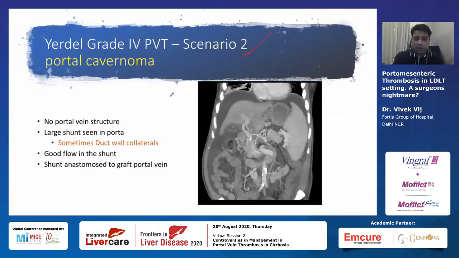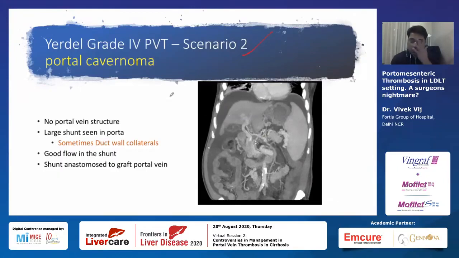Scenario two, portal cavernoma. We all know, we always talk of giving inflow from certain blood vessels which are not natural, which are collateral blood vessels. So there are many collateral blood vessels sometimes which are well formed, which have a well formed wall. Sometimes these are pericholedochal collaterals. Sometimes these are coronary vein collaterals. Sometimes unnamed collaterals are passing through the porta hepatis, and we transect those collaterals and join them with the new liver.